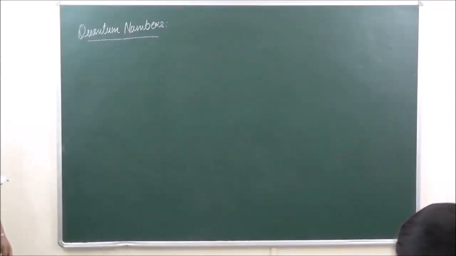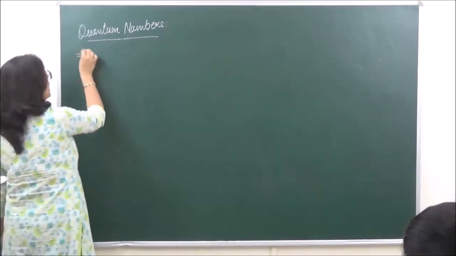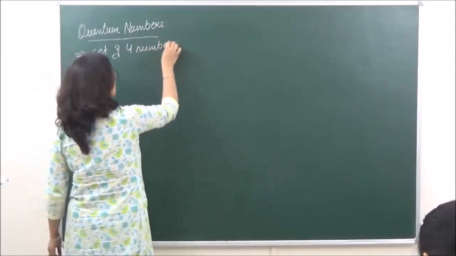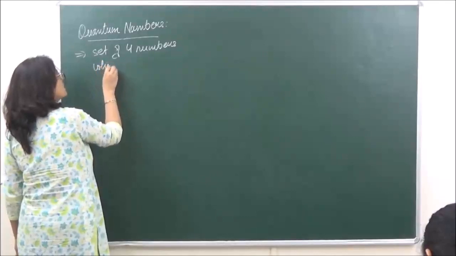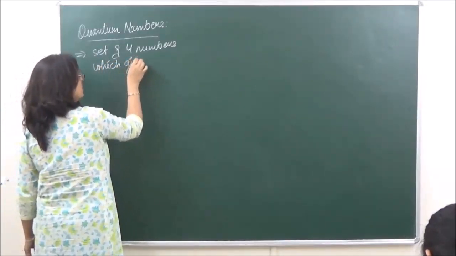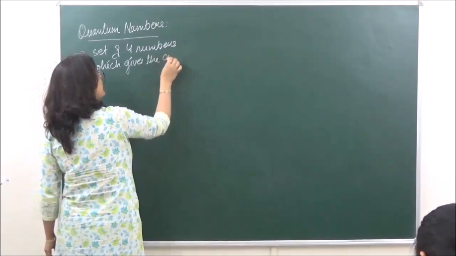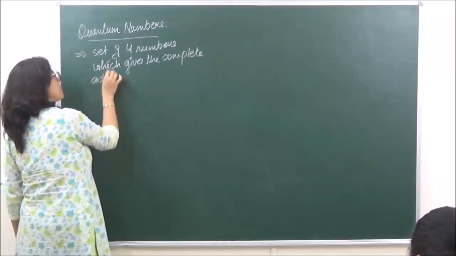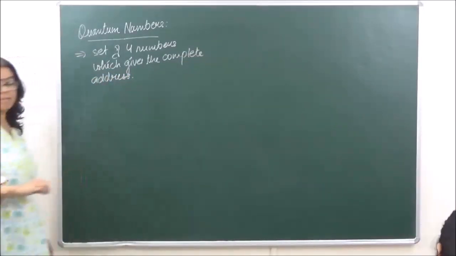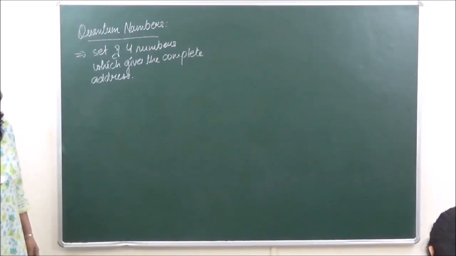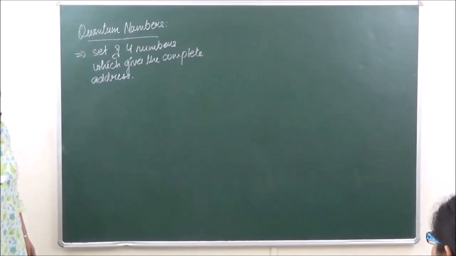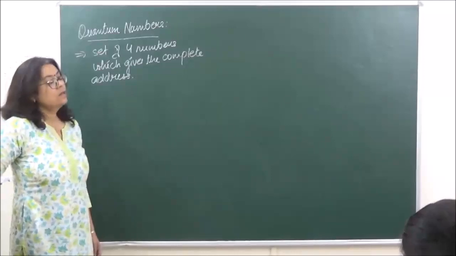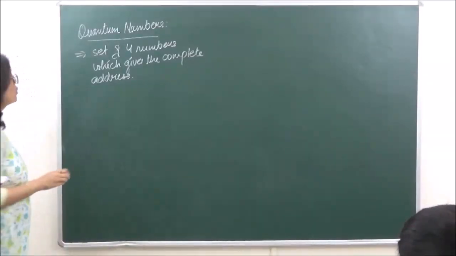What do we understand by quantum numbers? Quantum numbers are a set of 4 numbers which give us the complete address of an electron. Or we can also say 4 numbers which are required to locate any electron. That is the quantum numbers, right? So we have 4 quantum numbers.